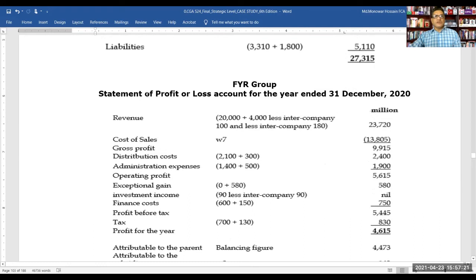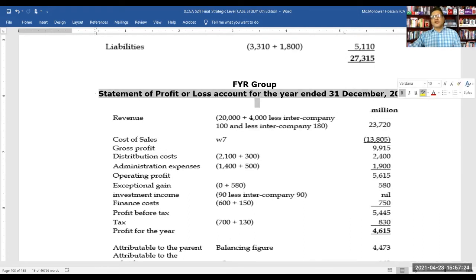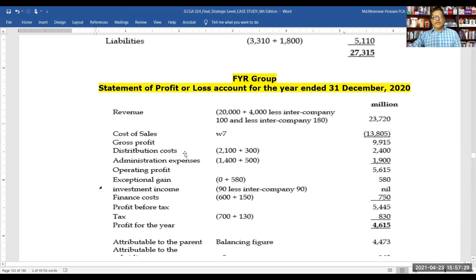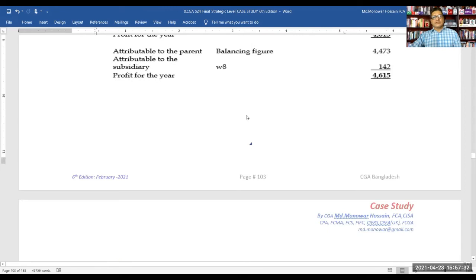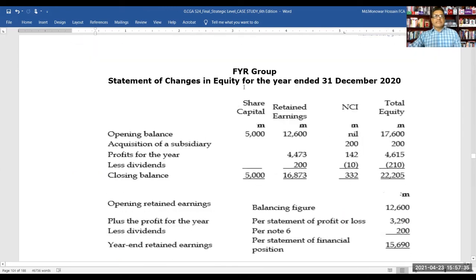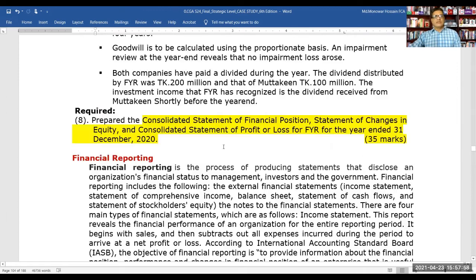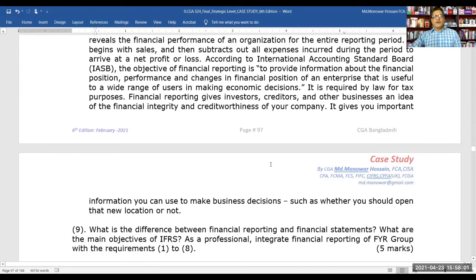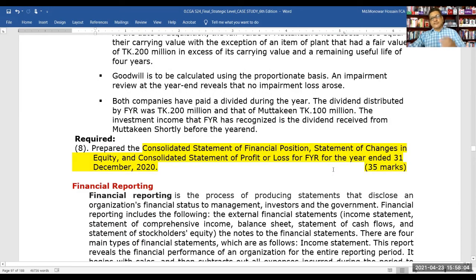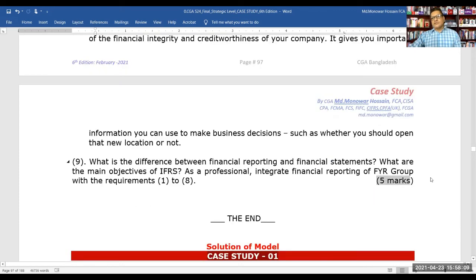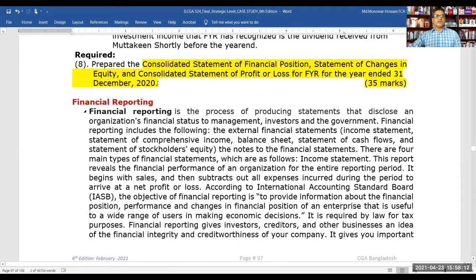And then we have to calculate the consolidated profit and loss. That means FIR group's total profit and loss. And this one is a statement of changes in equity for the year 2020. Same way we have to calculate it. So this is the 35 marks here. Another one here, after adding 35, that means 95 marks already completed. Now remaining 5 marks, so this part marks is here.